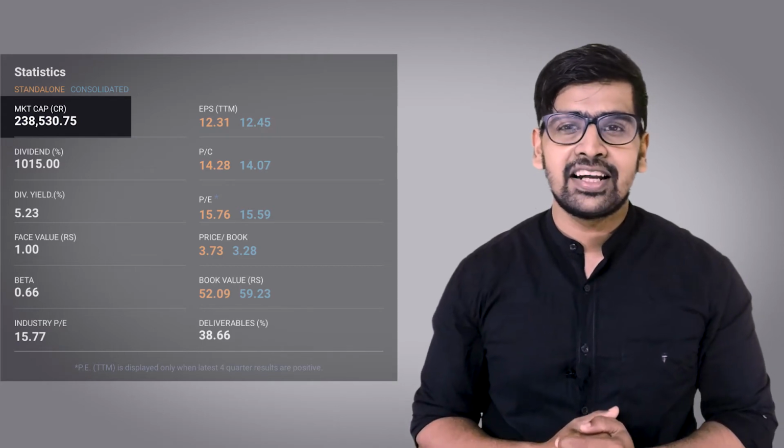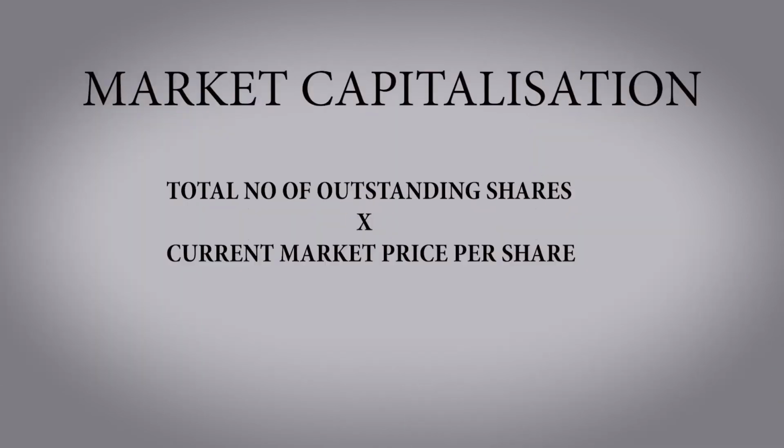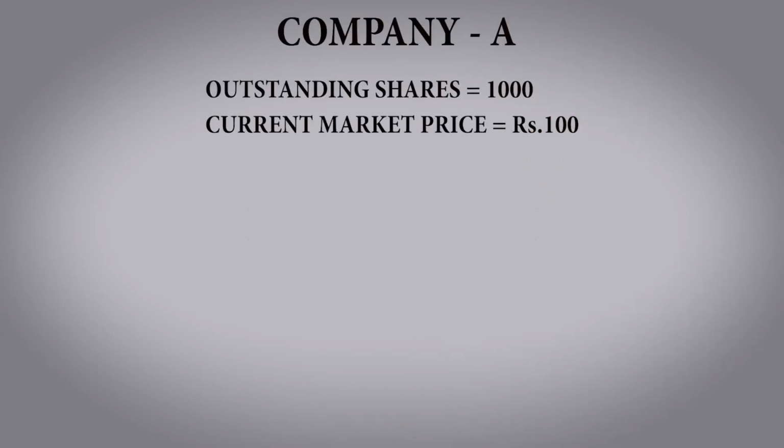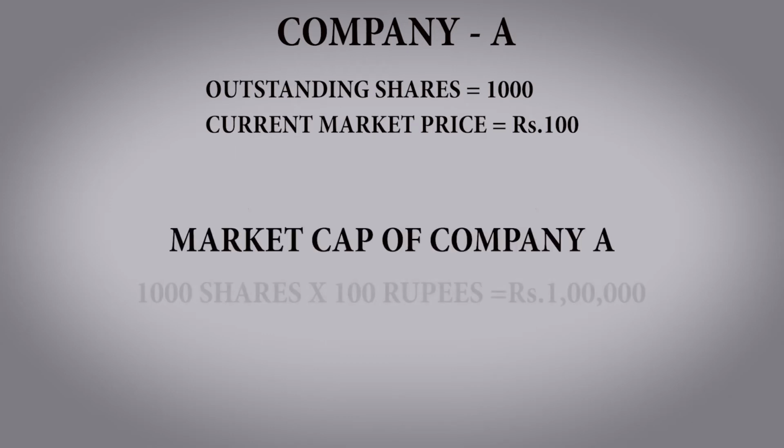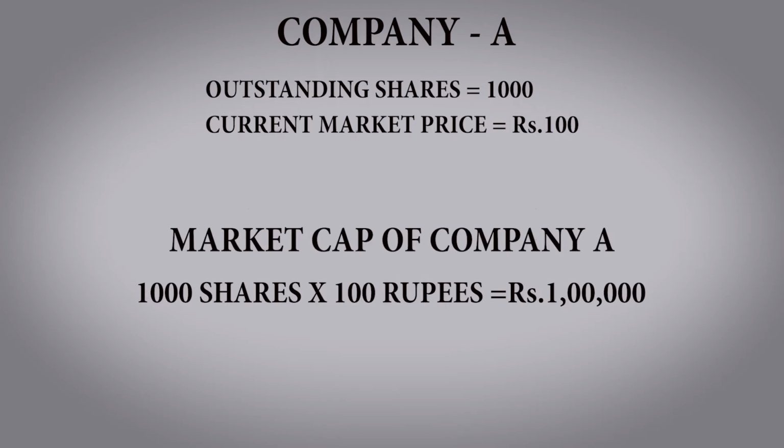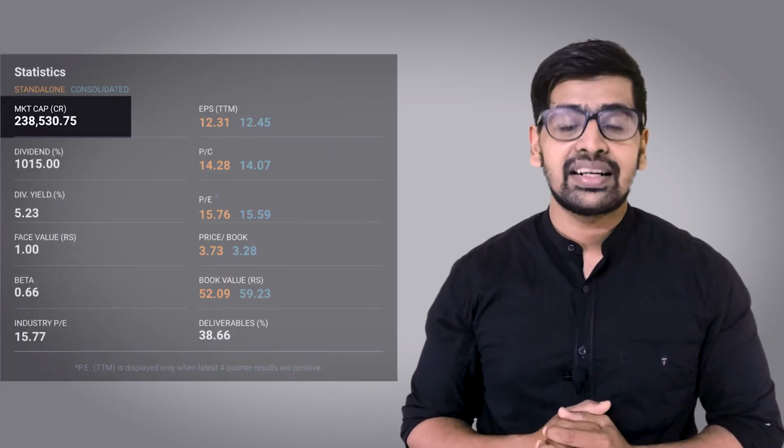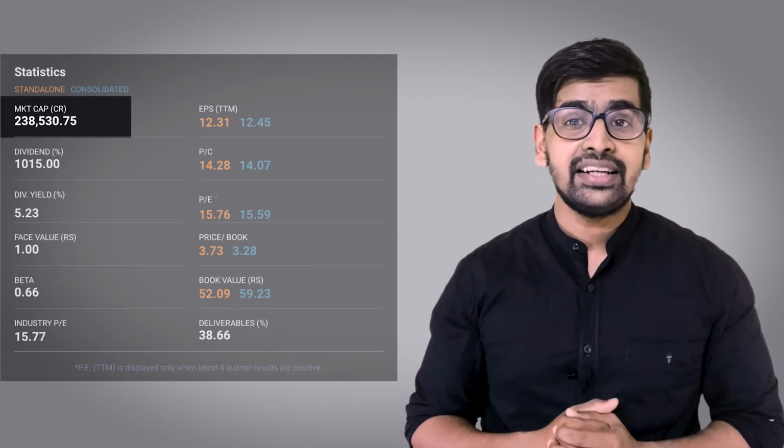Now what is market capitalization? Market capitalization is nothing but the total number of outstanding shares multiplied by the current market price of those shares. For example, let's say that company A has 1000 outstanding shares at rupees 100. For calculation of market capitalization of company A, we multiply these 1000 shares by the price per share of 100 to get 1 lakh rupees as market capitalization for company A. So this number, market capitalization, basically tells you how big or small the company really is. You can see that ITC has a market capitalization of rupees 2,38,000 crores.